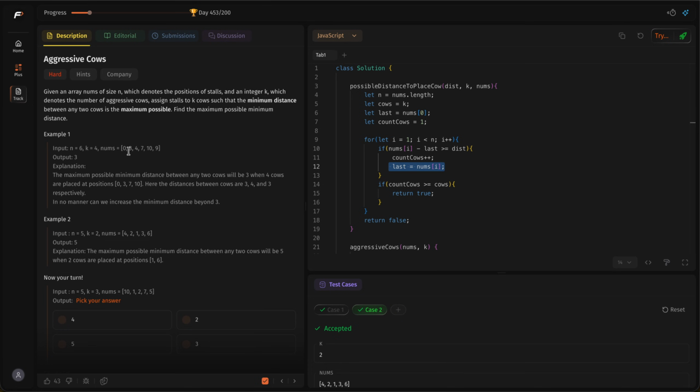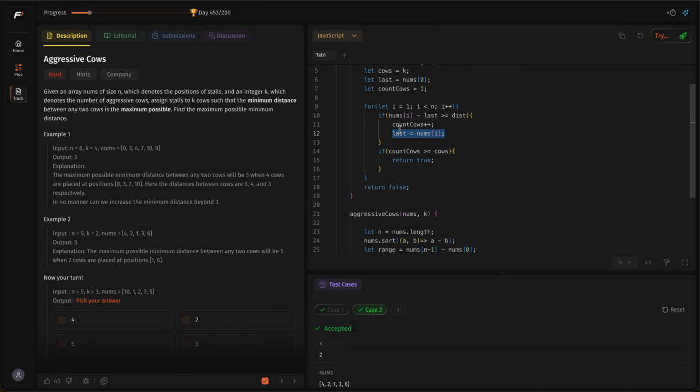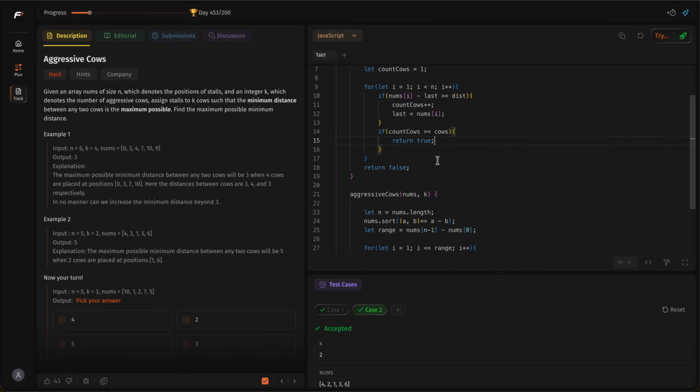Where is the last cow? Because if I am going to the next cow, which is cow C3, to place it, I just have to subtract the value of C2 from C3. So for that we just have to maintain this variable. At the end, when the count of cows is greater than or equal to the cows which I have been given, then I will return true, otherwise false.